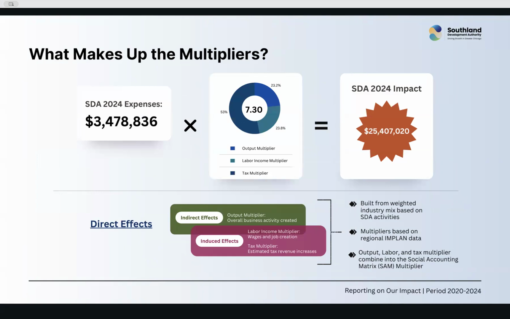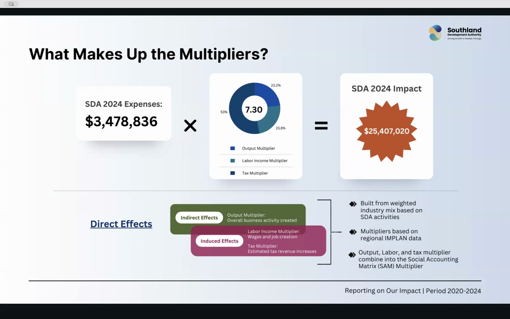To translate spending into economic impact, we use three types of multipliers. One, the output multiplier. Two, the labor income multiplier. And three, the tax multiplier. These numbers were extracted from Implan, which is a nationally recognized economic modeling software. Implan provides region-specific multipliers based on economic input-output models. These multipliers estimate how a dollar spent in one sector circulates through other sectors of the economy.